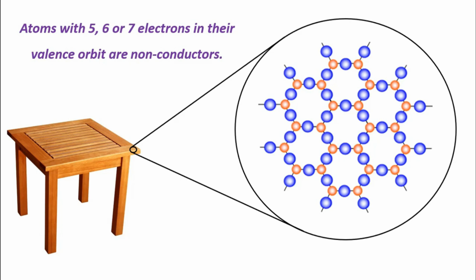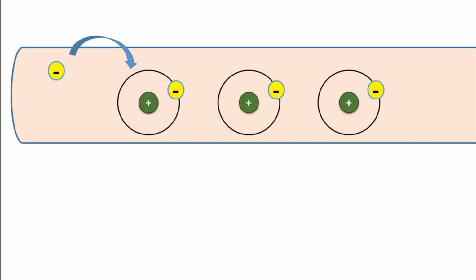So, how is the electric current created then? The 1, 2 or 3 electrons in the valence orbit of each atom of the conductor are carried in this way, by flowing to the valence orbit of the other atom. This creates the electric current.